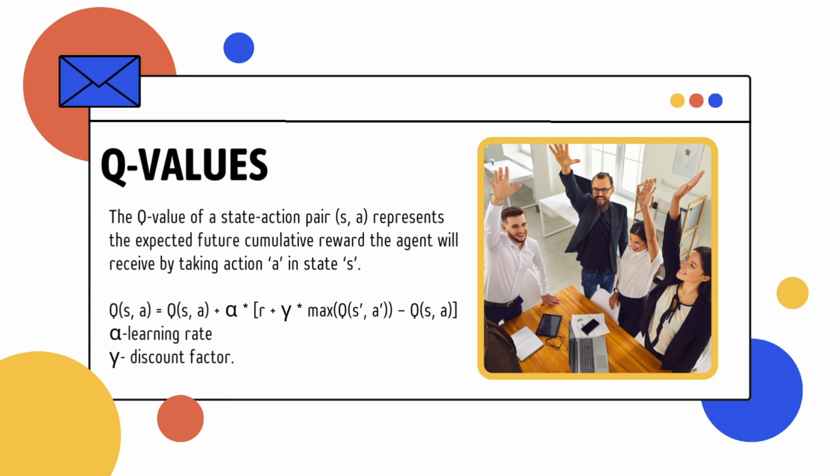Q(S, A) = Q(S, A) + alpha * [R + gamma * max Q(S', A') - Q(S, A)], where Q(S, A) represents Q of the present state-action pair and Q(S', A') represents Q of the future state-action pair. And alpha represents the learning rate, gamma represents the discount factor.